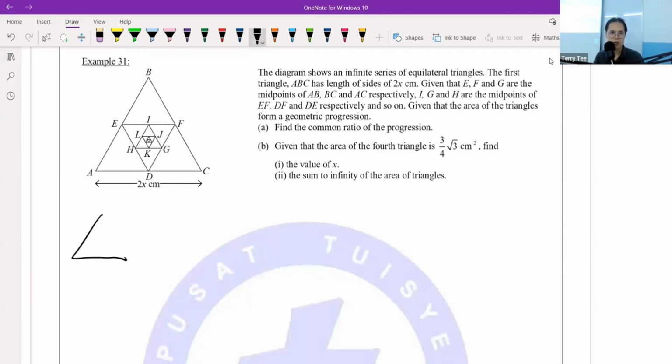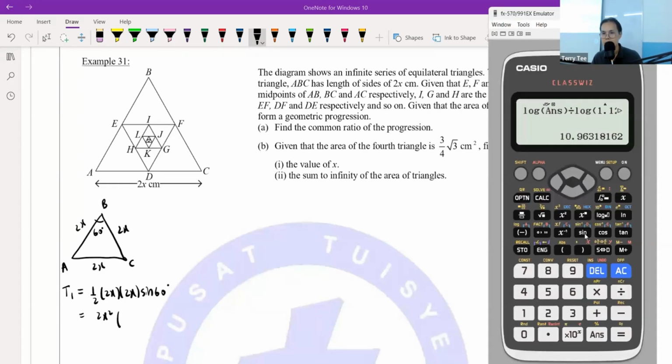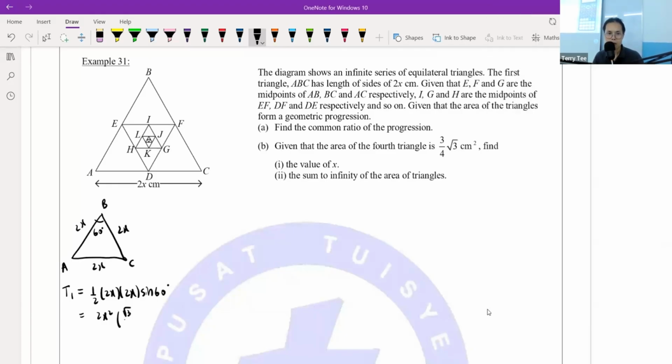Let me just draw the first triangle for you. A, B, C. We know this is 2x. This is 2x. Okay? This also 2x. Okay? So this one is 60, right? So the area of the first triangle is half AB sine C. So this will give us half times 2x squared sine 60. You can use your calculator. Sine 60 is root 3 over 2. If you simplify further, you get root 3 x squared.